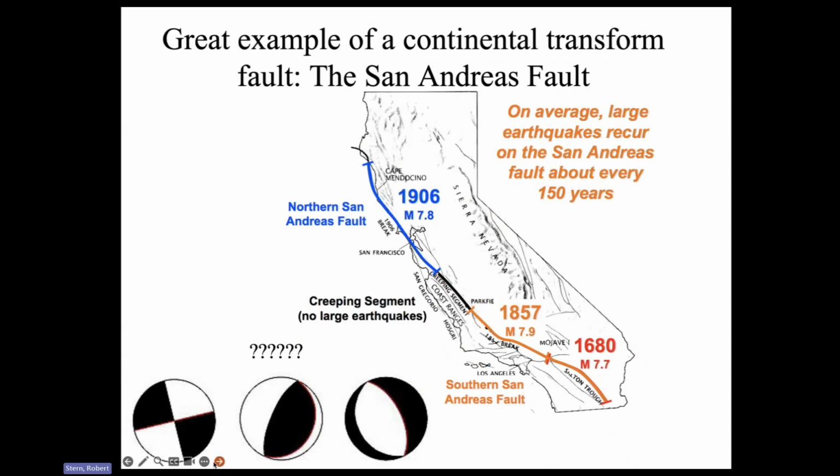So transform faults and fracture zones are related. And a good example of a continental transform fault is the San Andreas fault, which allows this side of the plate to move independently of this side. And we see that in big earthquakes that have happened along the fault, 1906, 1857, 1680.